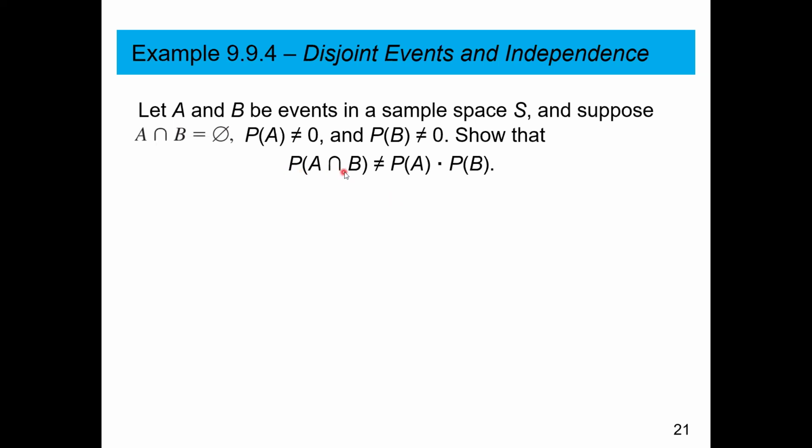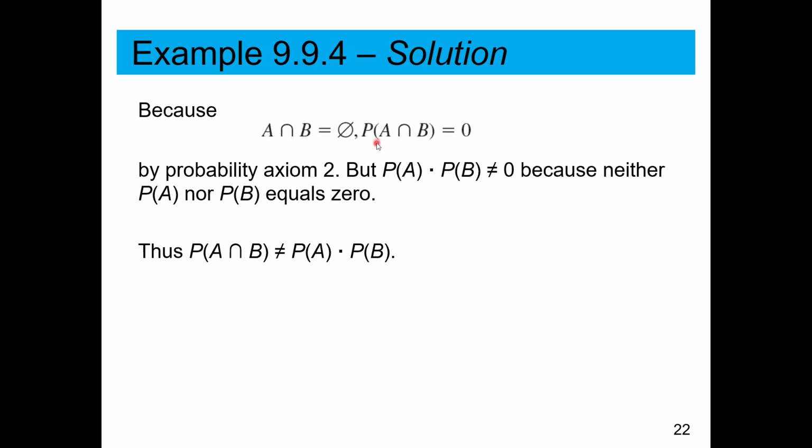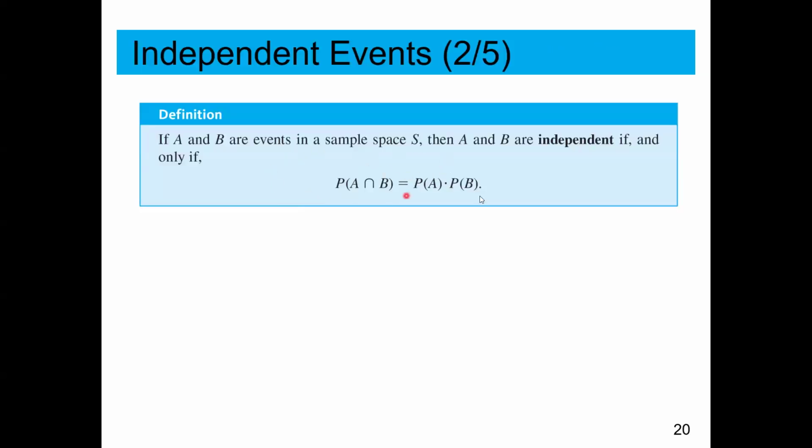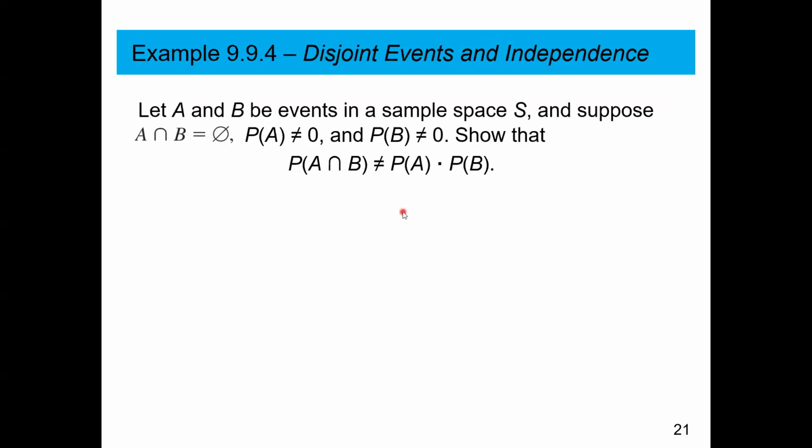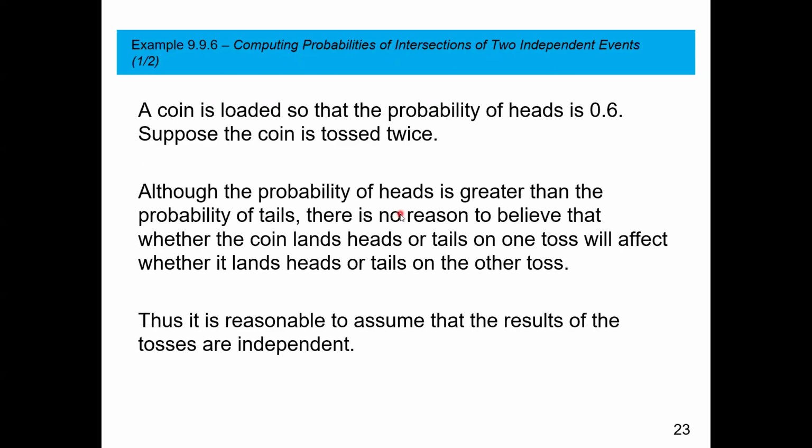This is not true because if A intersect B is the empty set, then this side is going to have to be zero. And if these are both not zero, then their product is not zero. Because we know that a non-zero times a non-zero is non-zero, this equality is not possible. But that in and of itself tells us, going back to this definition of independent events, that they are actually not independent. Okay, so that's the key thing to talk about.